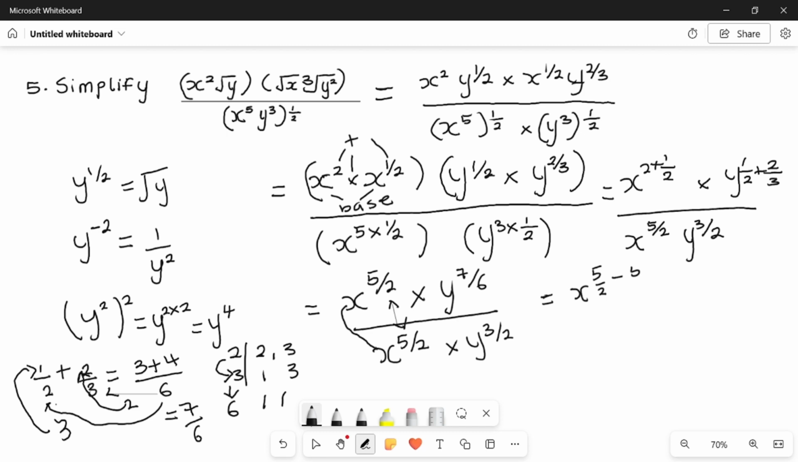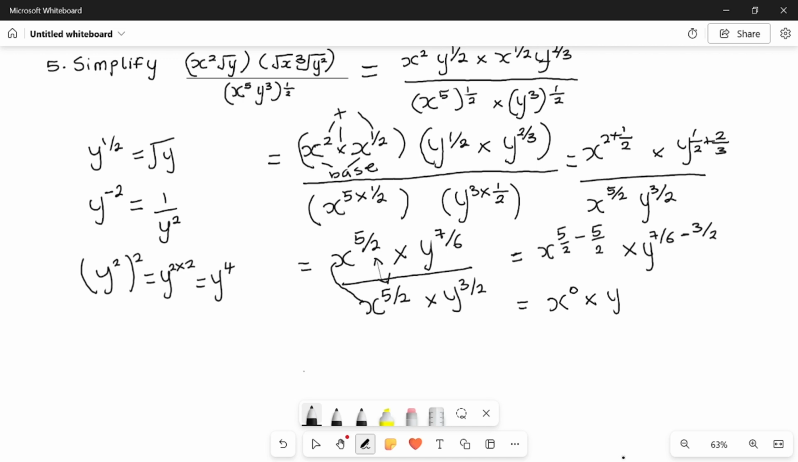Minus 5 over 2 times y raised to the power, this is 7 over 6 here, 7 over 6 minus 3 over 2. We have that x is into 5 over 2 minus 5 over 2 gives us 0, times y. So we have that 7 over 6 minus 3 over 2.